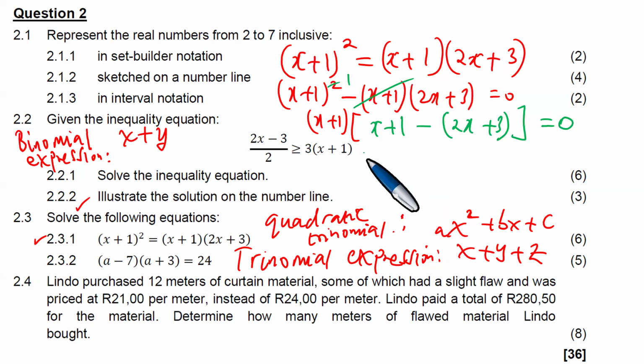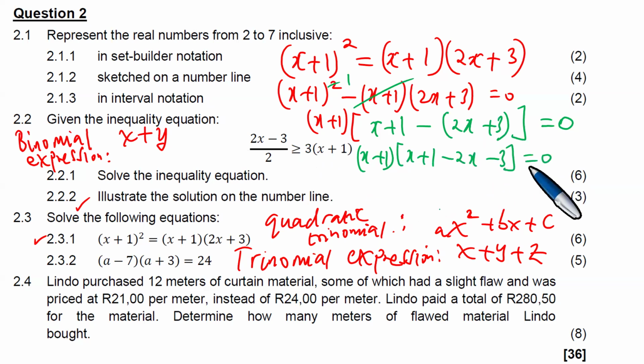So this is what we can do: the x plus 1 outside the square parenthesis. With x plus 1 here, we distribute. By distribution, we get minus 2x minus 3, close bracket, equals naught. x plus 1, what is x minus 2x? Minus x. What is 1 minus 3? It's minus 2. Negative. Yes.